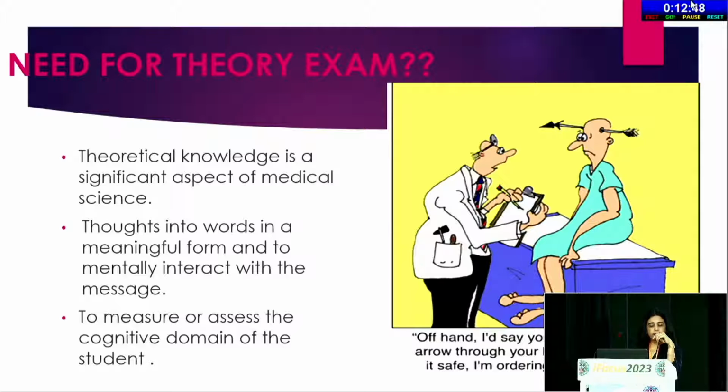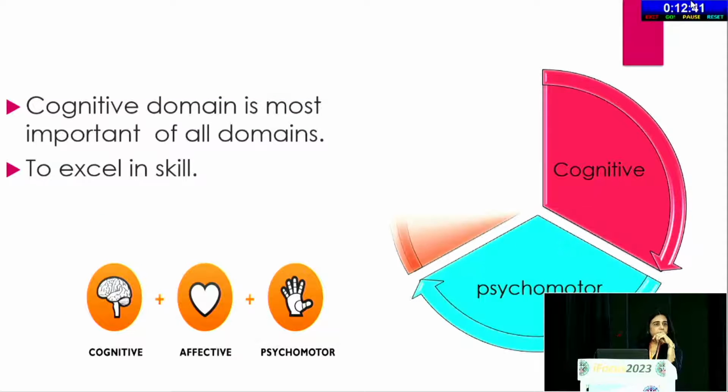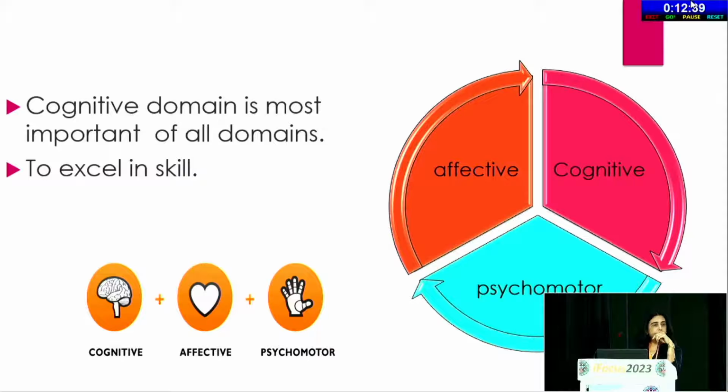And also it is to assess the cognitive domain of a student, which is the foundation of the other two domains, that is the affective and the psychomotor domain. So if the foundation is strong, the cognitive domain is strong, your skill, your psychomotor aspects would be as strong as your theory is. So believe me, you need to have good theoretical knowledge to master these two domains as well.